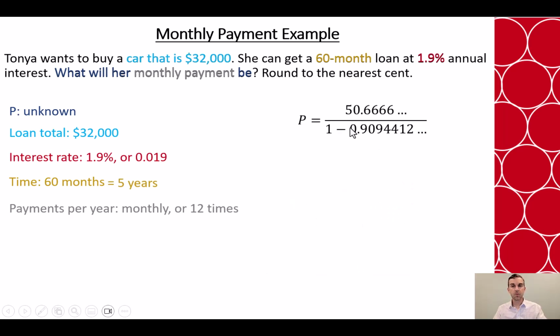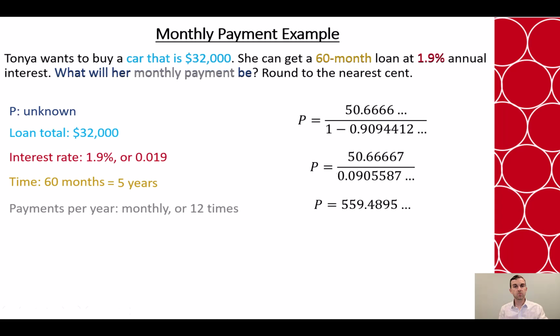I have one more time in my denominator to simplify. And now I can actually do my division. And when I divide these two values, I'm going to get to $559. And then I've got my decimals. But remember, it says round to the nearest cent. So always see where they want to round. Sometimes the cents, sometimes the dollars. Here I'm rounding to the cents, so that's 2 decimal places. So I'm going to round this up to 49 cents.